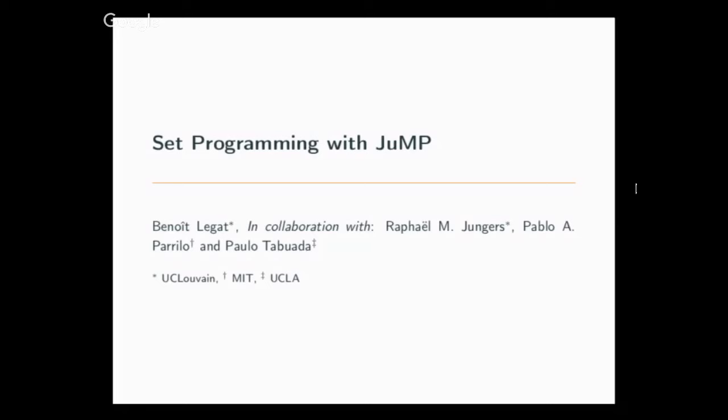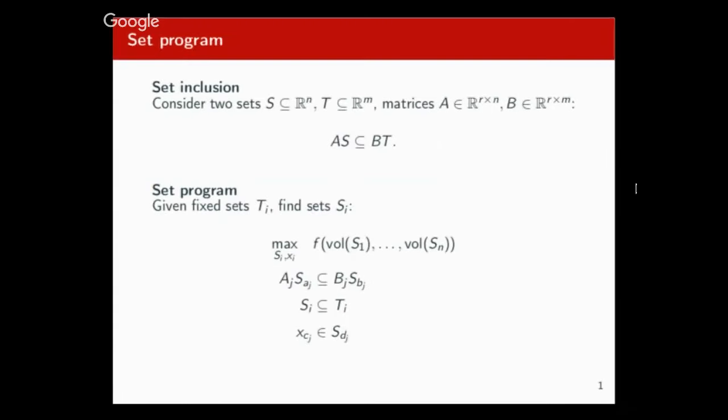Programming with JuMP. Basically, it's a JuMP extension so that you can model problems with sets. So instead of just trying to find a variable, you're trying to find a set. The set programs look like this. The constraints you can have are like this. Suppose S is a set, T is a set, A and B are matrices.